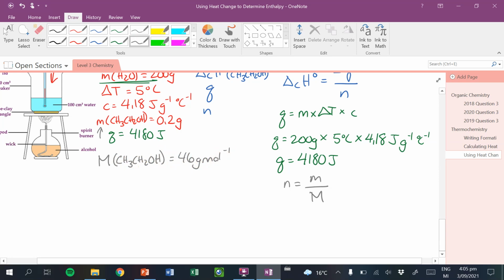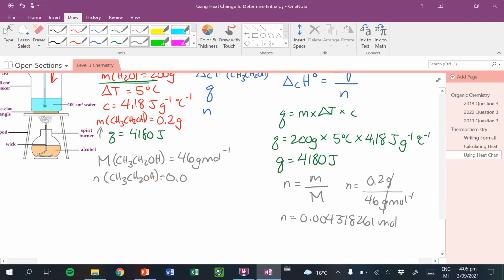Cool. All right, so now I can plug that in. N equals my mass, which is 0.2 grams divided by 46 grams per mole. Grams cancel out. I have per mole, so that's looking good. And I have my amount is equal to 0.004378216 moles. So I can do that. N for the ethanol. It helps if you label things just so you know what numbers you're grabbing.